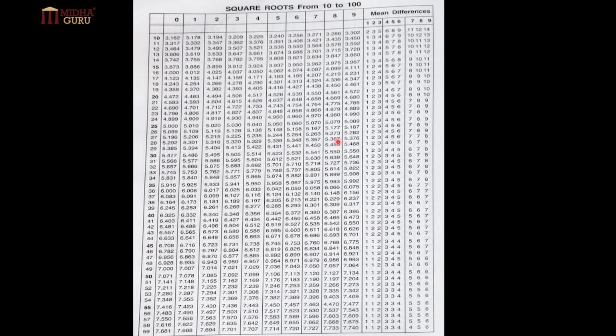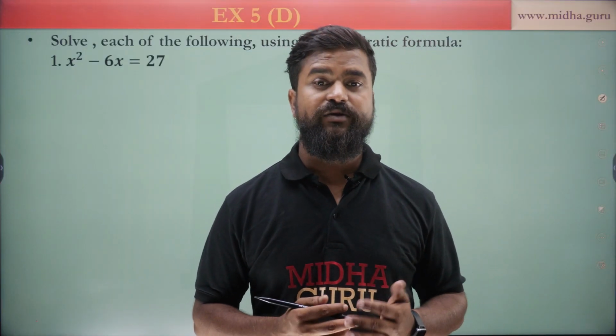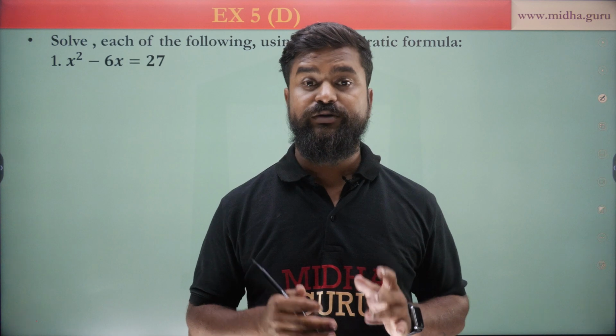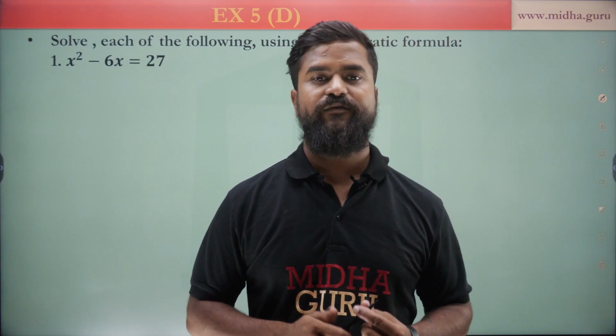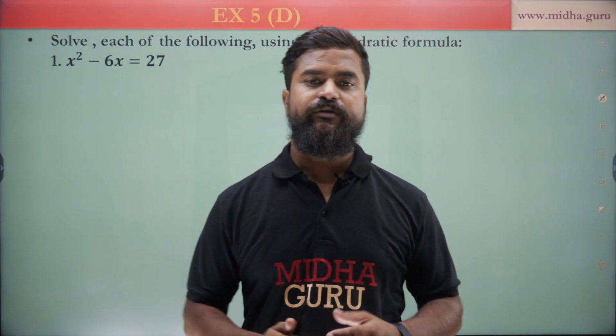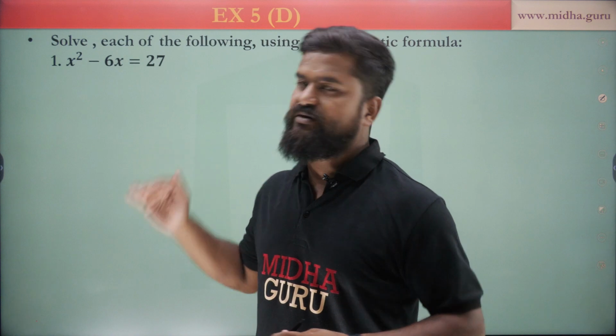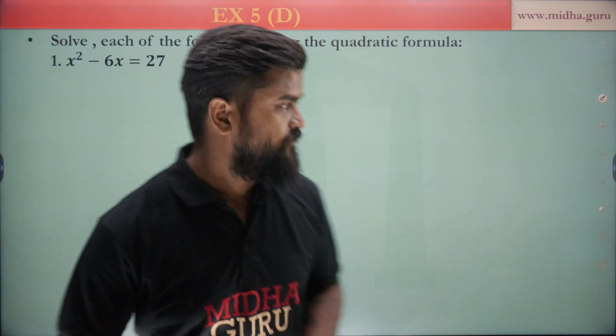So now let's move on to the exercise, now that we have learned how to see the square roots from the square root table. Let's try and start solving problems using the quadratic formula. So we'll start with exercise 5D. The first question being, solve the following equations by the quadratic formula. So we'll have a row of equations and we'll solve one by one by using the quadratic formula.